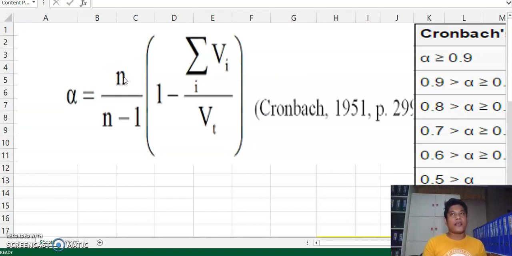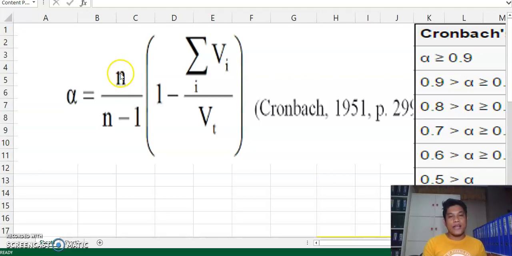So example, if you have 10 items in your questionnaire, then your n is 10, not the number of respondents, because the number of respondents can also be computed using the Cochran formula. Now, we will discuss that in another video.